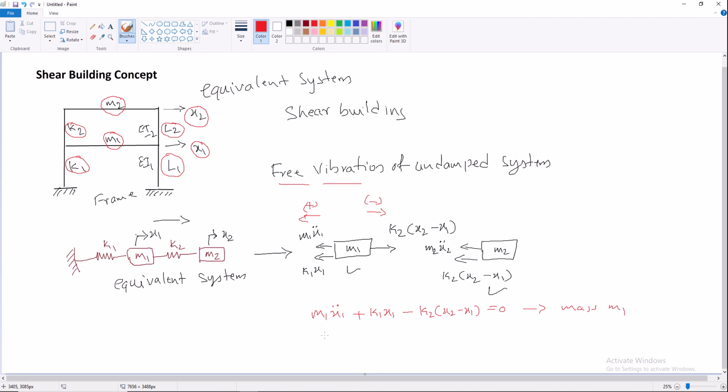Similarly, I would like to write it for mass m2. So m2 x2 double dot, which is in this direction, positive, plus k2 times (x2 minus x1), equal to 0. I do not have any other terms over here for the mass m2.